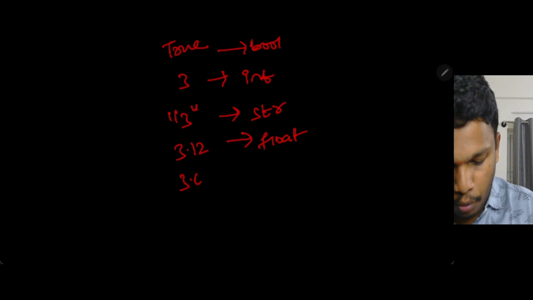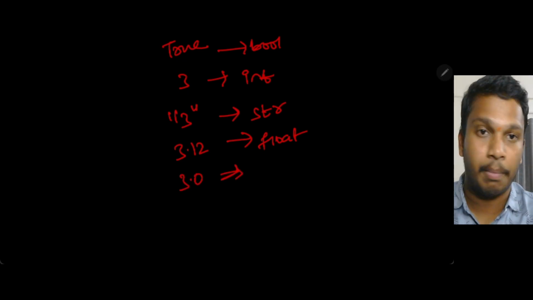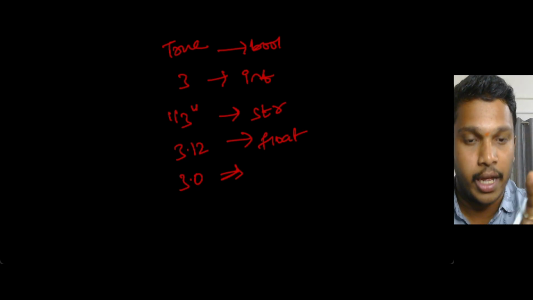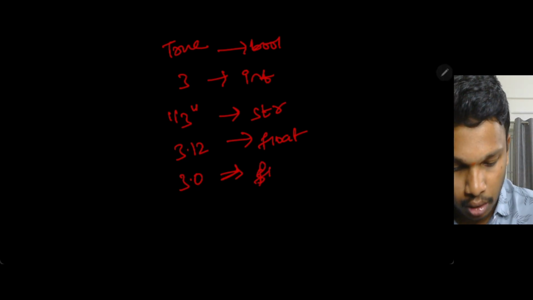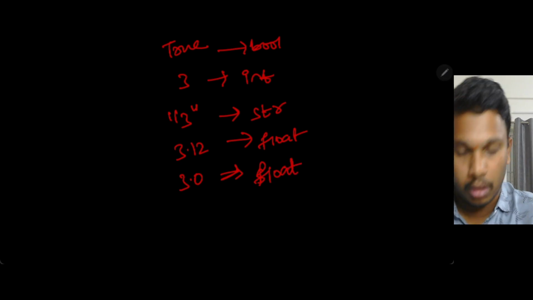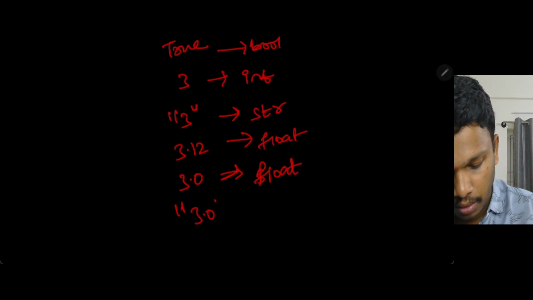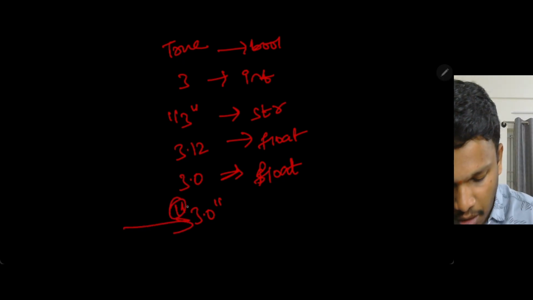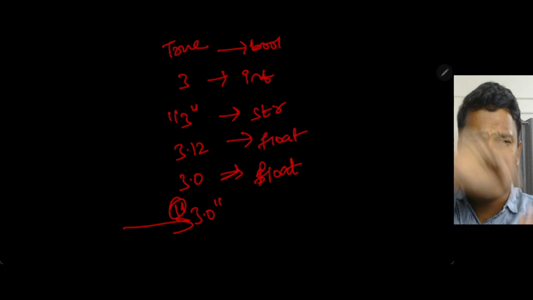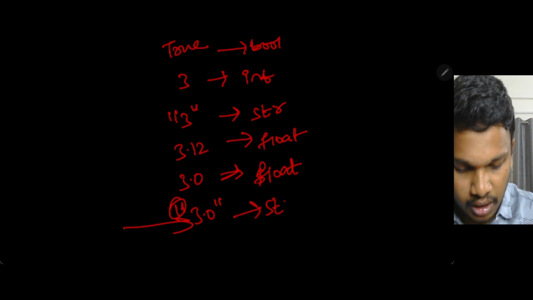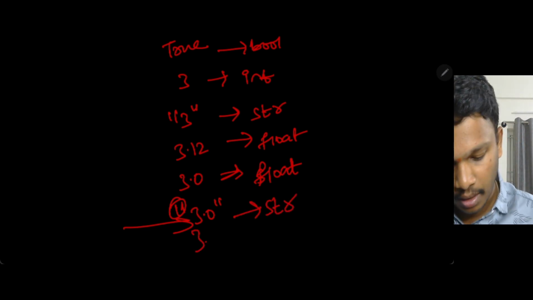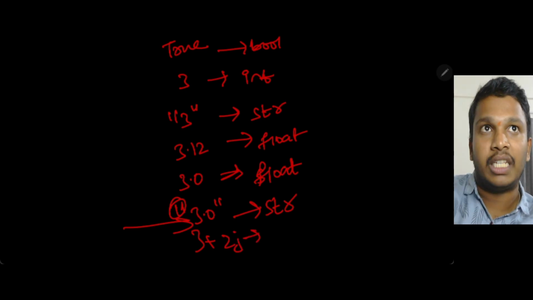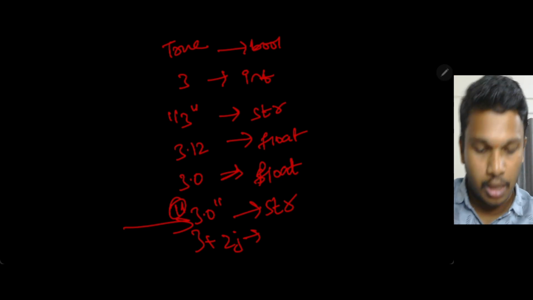Even though 3.0 is 3 only, the computer will not think that way. If the point is there, it means float. Again, if it is double quotes 3.5, it will read from left to right. First it has seen double quotes, so the computer will not think, it will just throw the string category, that's all. 3 plus 2j means a plus bj, it is in the format of a plus bj. What is it?